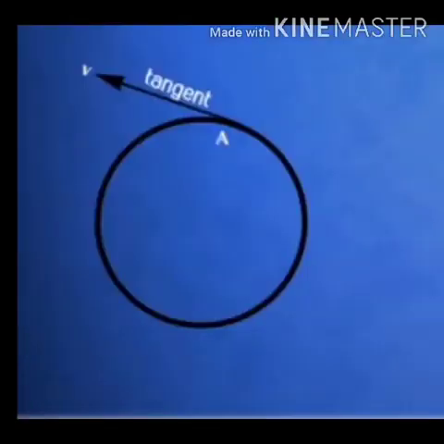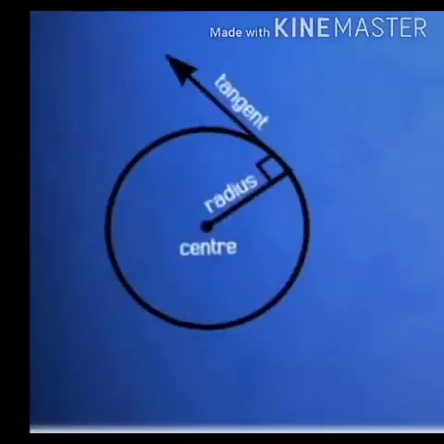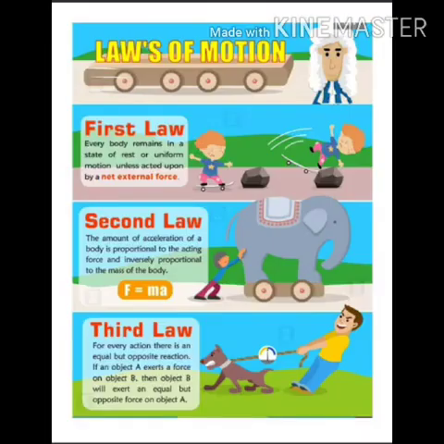The coin will be thrown off in the direction of the tangent, which is perpendicular to the radius of the disc. Thus, the direction in which it gets thrown off depends on its position at the moment of getting thrown off. Now we have to see Newton's laws of motion.